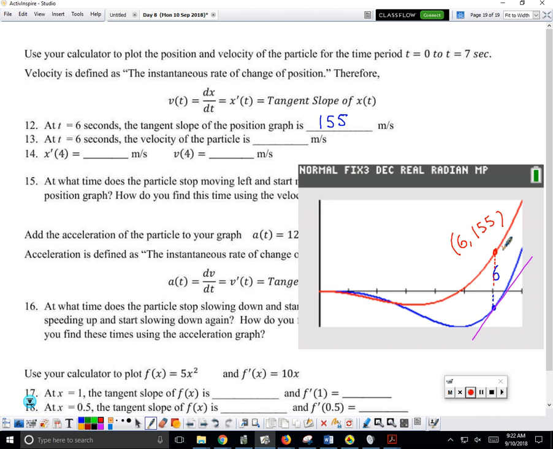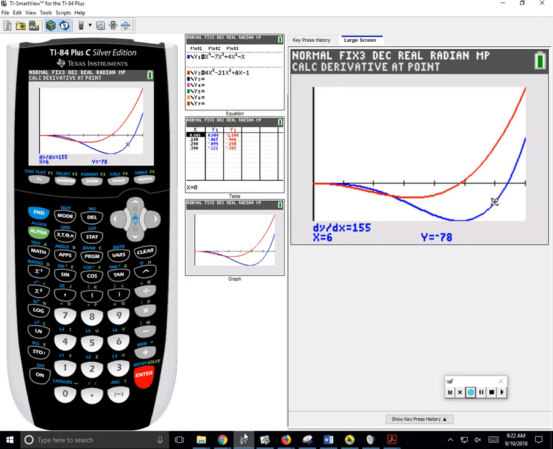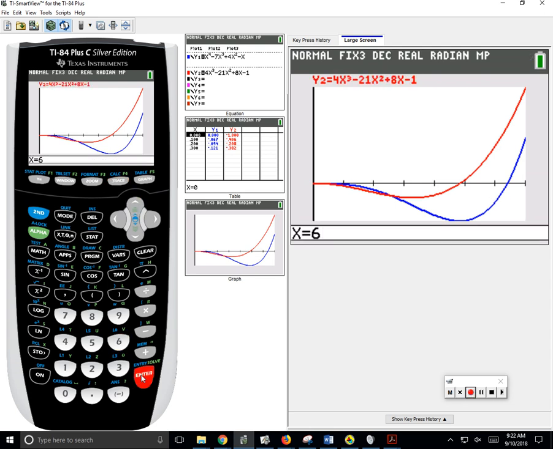Awesome. You can go here and do it real quick. Just hit trace. Make sure you're on the red graph. Type in time equals 6, and sure enough, that y-coordinate is 155.